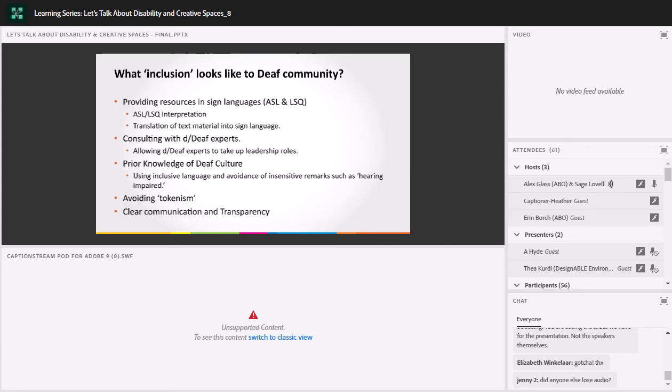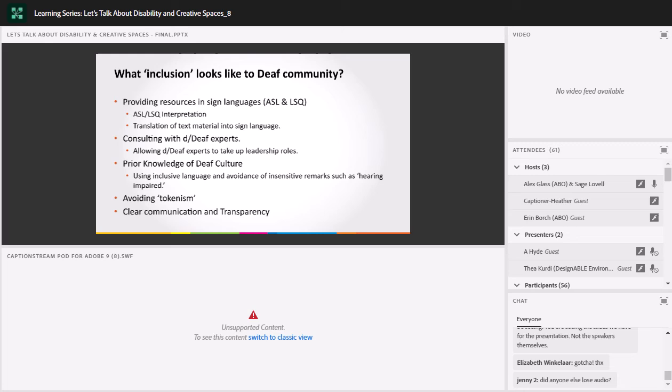So to include the deaf community, there are a variety of things you can do. Provide resources in sign language, in American Sign Language, as well as LSQ, which is Langue des Signes Québécois, sign language in Quebec. Consulting with deaf experts, or hiring deaf individuals to take up leadership roles in projects that include them or their community. If you don't know anything about deaf culture, but you are writing something or doing something to refer to the deaf community, using the community as a resource and asking people from the community to speak to your work. Also using inclusive language.